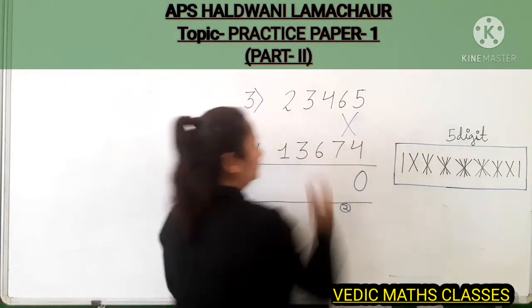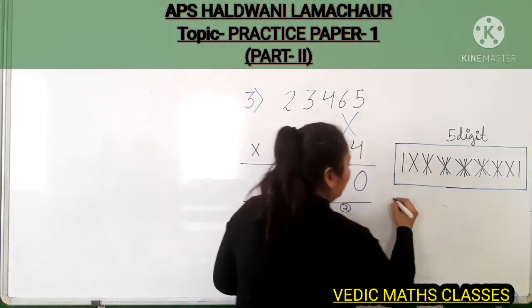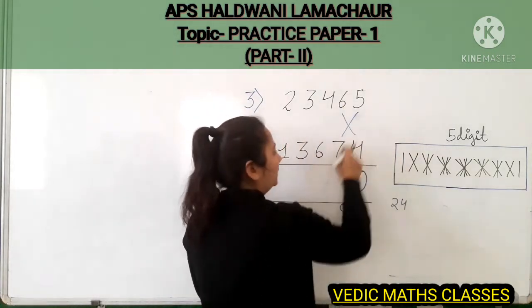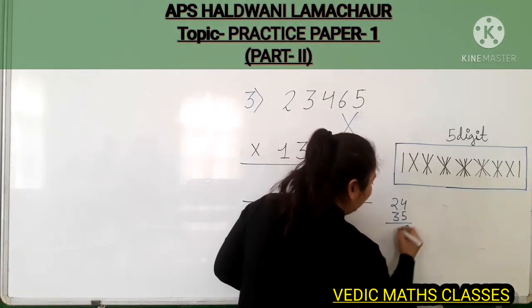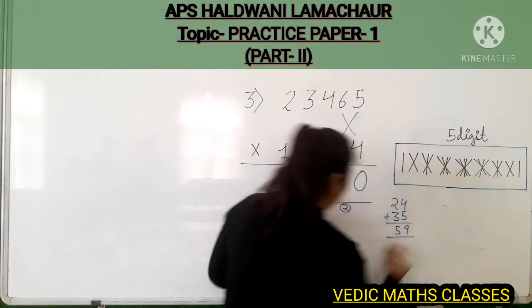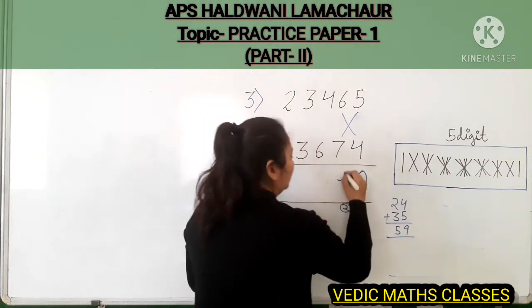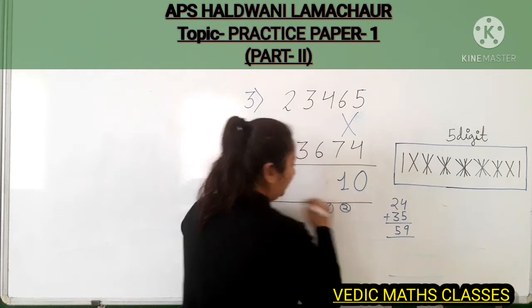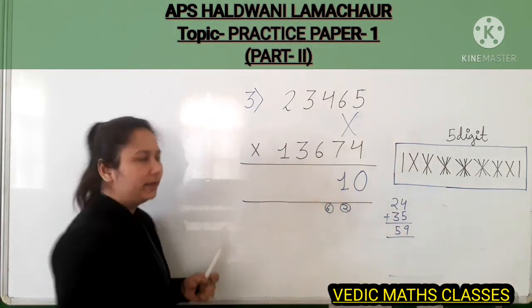Now 2. 2 we will take, 6 4s are 24, 7 5s are 35. Add them, 5 plus 4 9, 3 plus 2 5, 59. 59 plus 2, 59, 60, 61. So 1 will come here, 6 will go carry. See, try to do the calculations orally.